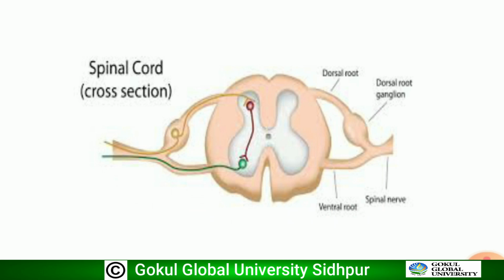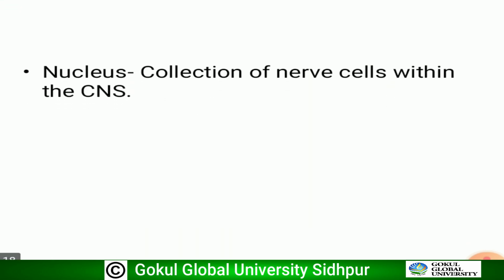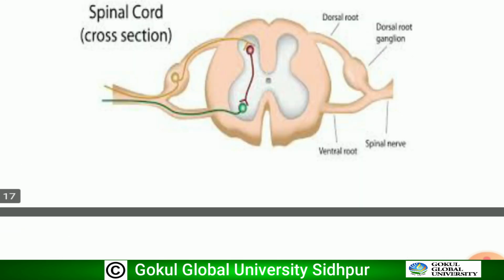Okay, dorsal root ganglion, ventral root, spinal nerve. Nucleus, collection of nerve cells within the CNS. Ganglion, collection of nerve cells outside the CNS. Nucleus, within the CNS, okay.